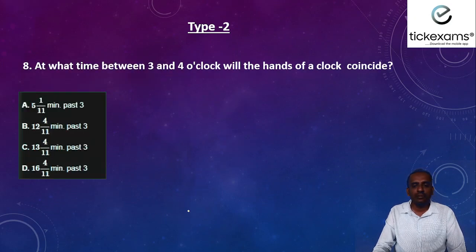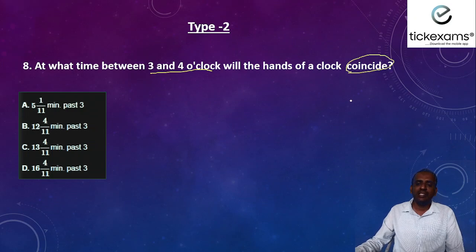So this is also same. Now let us try to understand if the question is the other way. At what time between 3 and 4 o'clock will the hands of a clock coincide? This is very important. So what do we mean by this? Coincide means the hour hand and minute hand are together.